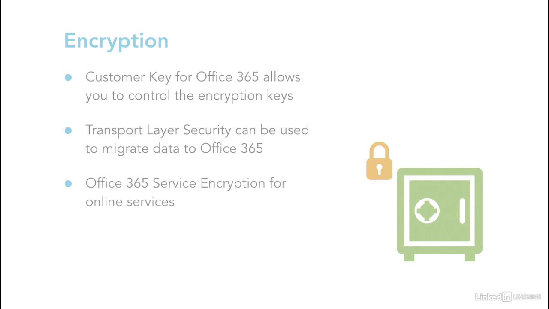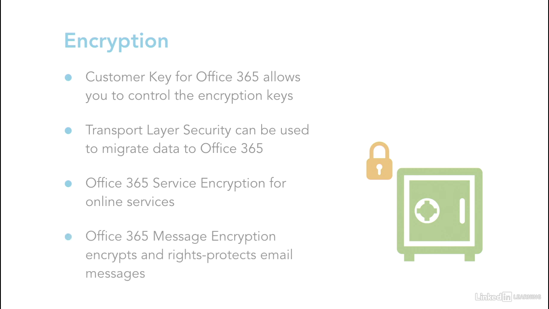Office 365 Service Encryption is an added layer of security at the application layer for data stored in Exchange Online, Skype for Business, SharePoint Online, and OneDrive for Business. And to protect sensitive emails, you can encrypt and write protect email messages by using the Office 365 Message Encryption that uses Azure Information Protection technology.